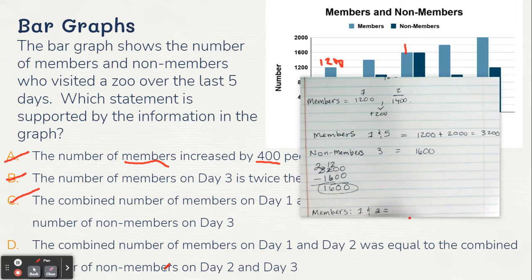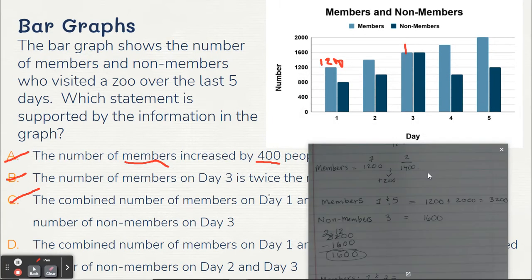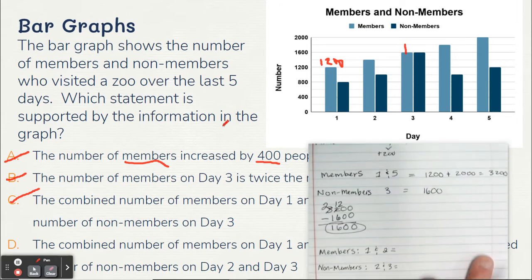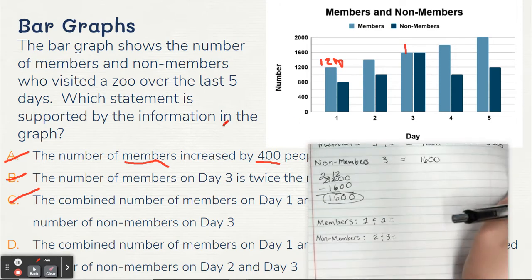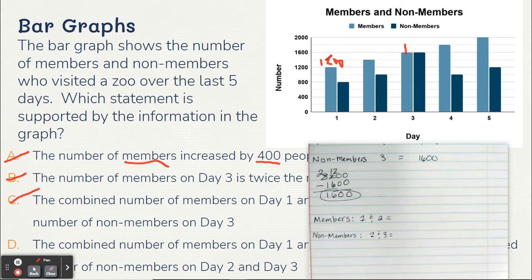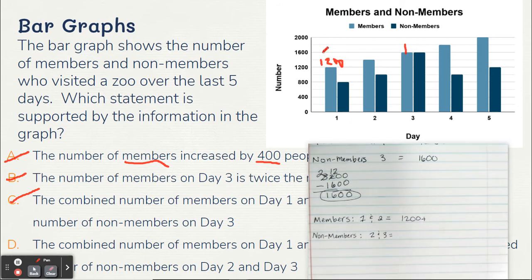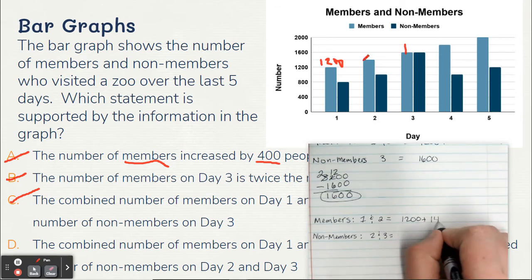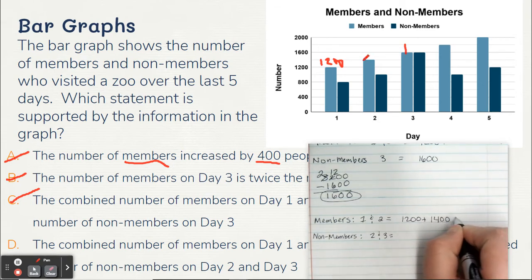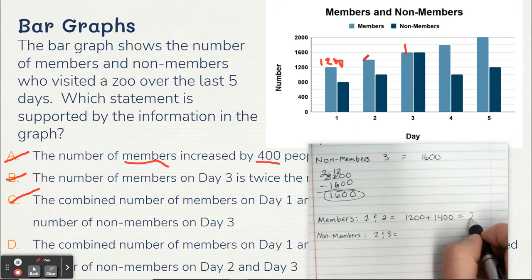On day 2 and day 3. Okay, so let's look at those numbers. So members on day 1 and day 2. Day 1 is 1,200, and day 2 for members is 1,400. When I add those together, I get 2,600.